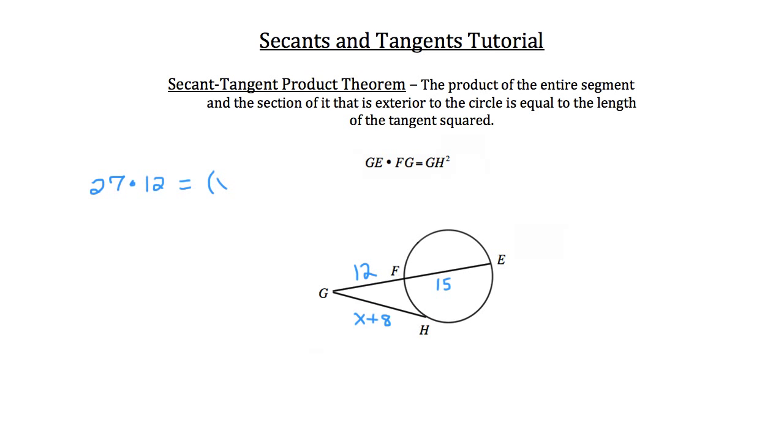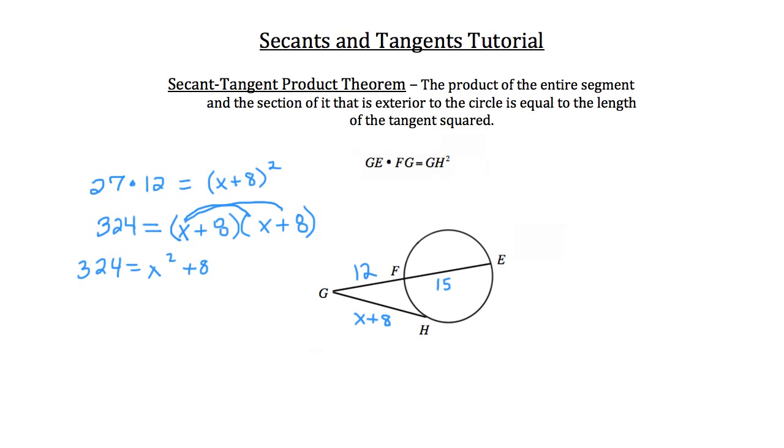So x plus 8 squared. So 27 times 12 is 324. And that's going to be equal to x plus 8 squared. So remember, you can't just square the x and then square the 8. What you want to do is actually FOIL this problem. So we're going to write this out. So we have 324 is equal to x times x, which is x squared, plus x times 8, which is 8x, plus another 8 times x, which is 8x, plus 8 times 8, which is 64.